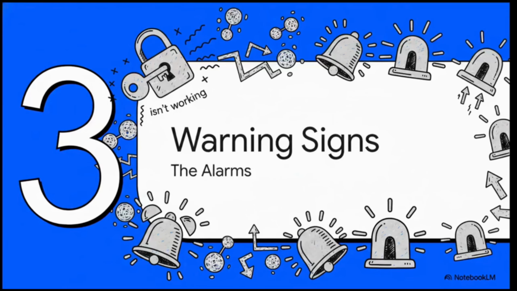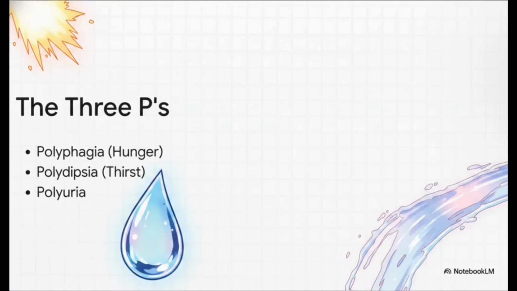Moving on to symptoms. The three most common signs of diabetes are known as the three P's. First, polyphagia, which means increased hunger. Because the cells aren't getting the glucose they need, the body just keeps sending hunger signals. Second is polydipsia, or increased thirst, driven by a high glucose level in the blood. And third is polyuria, meaning frequent urination, as the body tries to flush out the excess glucose.